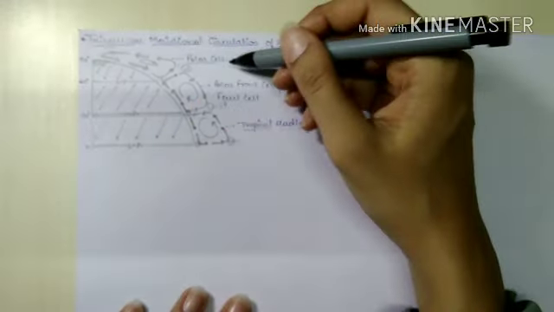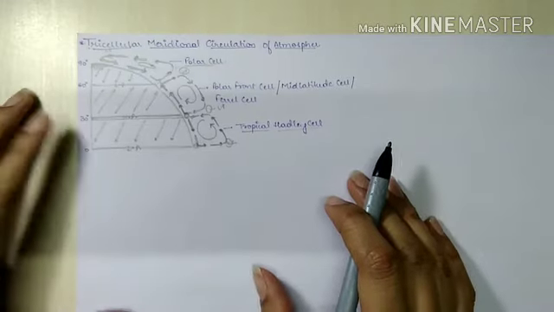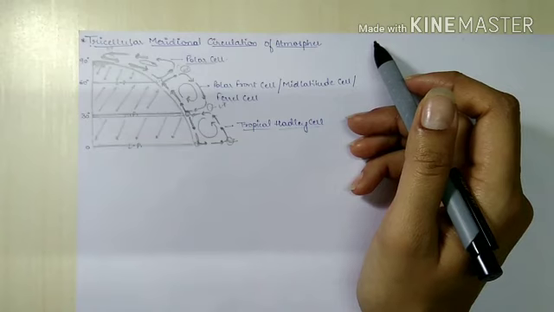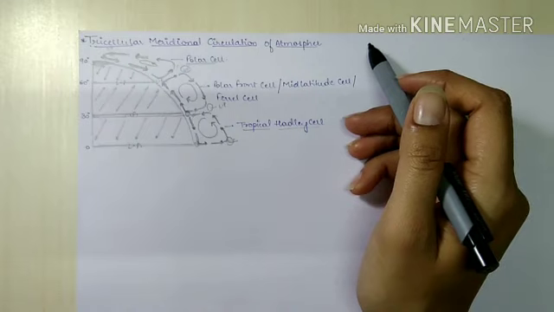Now we have the tricellular meridional circulation of atmosphere. With this we complete our planetary or permanent winds. The local winds, the variable winds, will be completed in our next class.